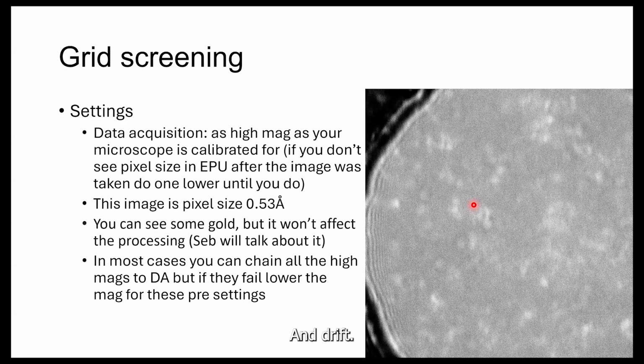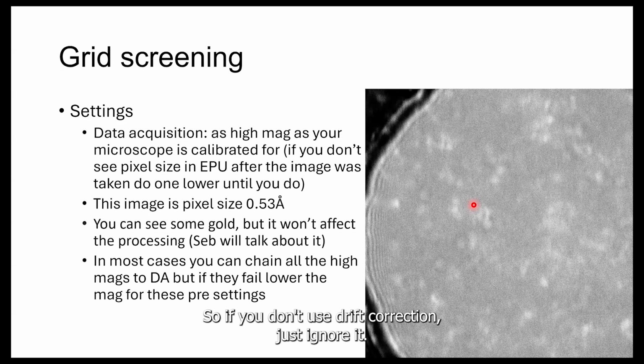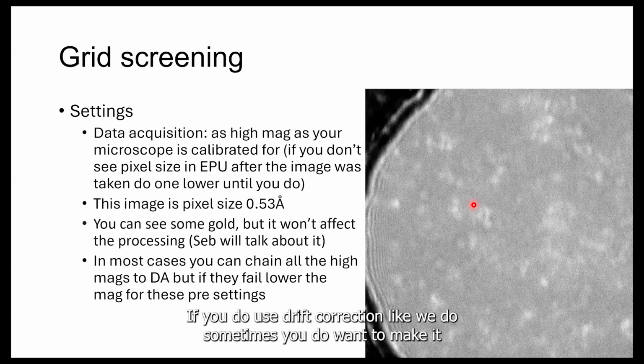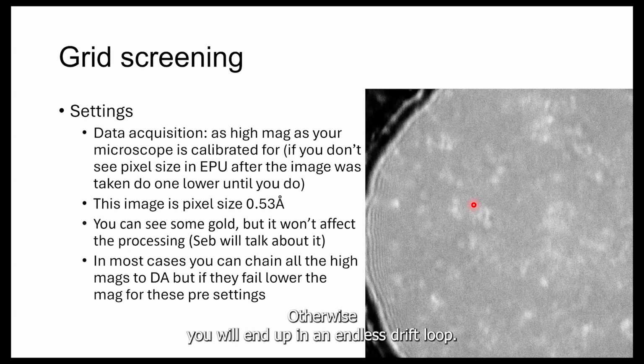And drift, there are a lot of people that don't use drift correction anymore. So if you don't use drift correction, just ignore it. If you do use drift correction like we do, sometimes you do want to make it slightly bigger, lower magnification, so the cross correlation will be better. Otherwise, you will end up in an endless drift loop even though nothing moves.